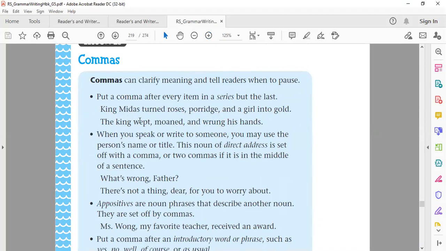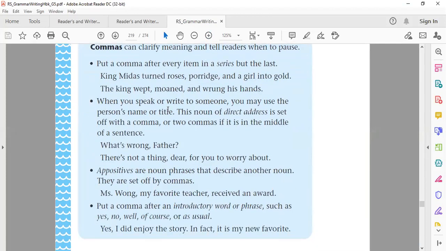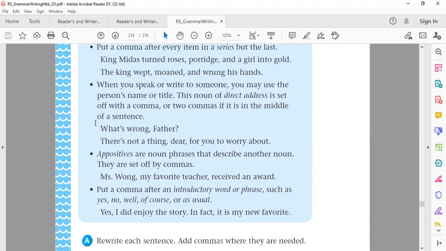And another situation for the comma is when you speak or write to someone, you may use the person's name or title. This noun of direct address is set off with a comma, or two commas if it is in the middle of the sentence. So if the name of the person comes at the end, as I told you, then before the name, I will put a comma. If it comes at the beginning, then after the name, I will put a comma. If it comes in the middle, then I will put a comma before it and a comma after it. There's not a thing, dear, for you to worry about. So this is how you put it in the middle.